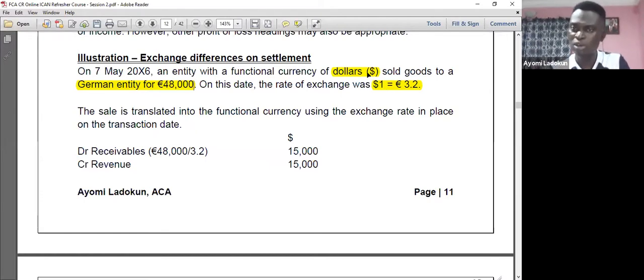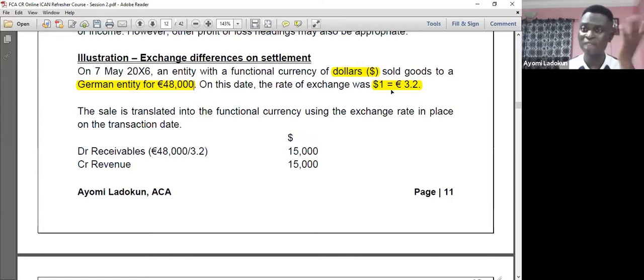So when I know that dollar is my own functional currency and I sold goods in a foreign currency, in this case euro, how will I know whether I need to divide or not? I need to look at the way it has been quoted here. This is $1 to 3.2 euros. What does this mean? It simply means dollar is stronger than euro. Why? For every $1, we have 3.2 euros, which is small. That means the euro is weak. Just think of Nigerian naira and dollars, okay?